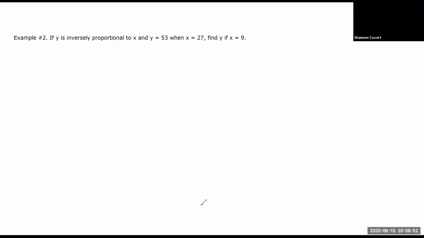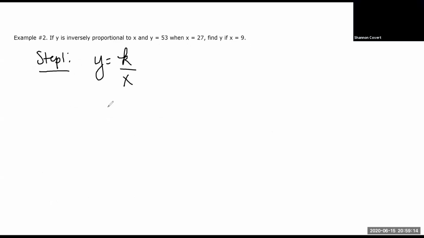Example 2, if y is inversely proportional to x and y equals 53 when x equals 27, find y if x is 9. Our first step, find that constant of variation. Y equals, so y is inversely proportional, that's k over x.